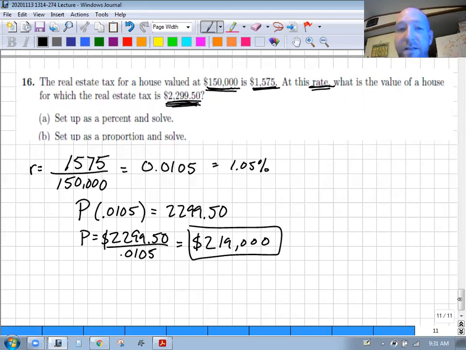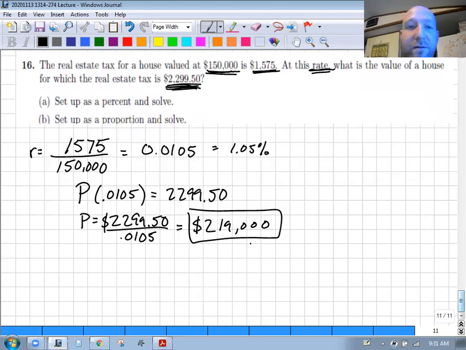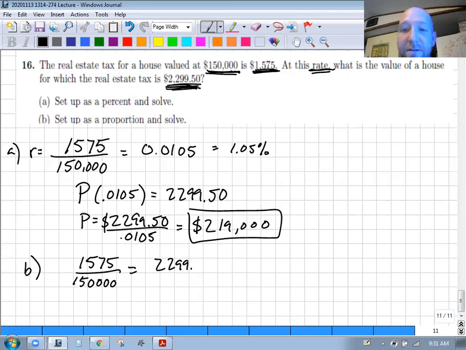The other way is to set it up as a proportion. So let's see. 1575 is to 150,000, right? The taxes to the price of the house is the same as the taxes to the price of the house.